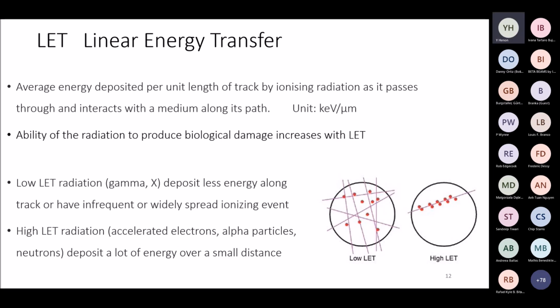The more energy the radiation deposits over a very short distance means a higher linear energy transfer, and the more damage to the living organisms. So some radiations have a rather low linear energy transfer. That's the case of gamma and X-rays, because matter is kind of transparent to them, so the deposition of energy will be very spread out. But if you look at accelerated electrons and alpha particles, they are not very penetrating and they will get rid of their energy over a very short distance. And there is the particular case of neutrons, which also have a very high linear energy transfer.